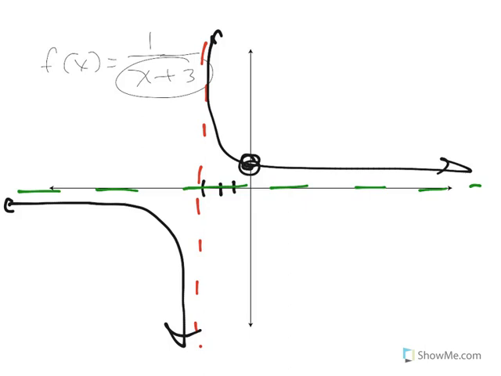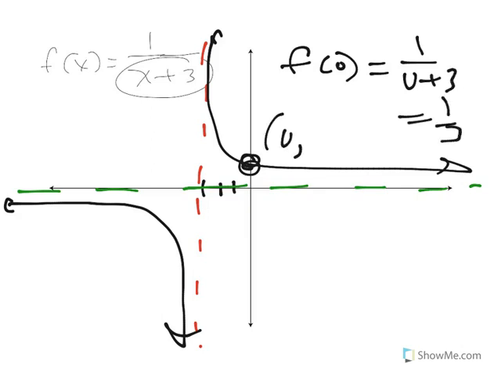This one has a y-intercept, and we can calculate that by doing f of 0 equals 1 over 0 plus 3 equals 1/3. So 0 comma 1/3 is the y-intercept.